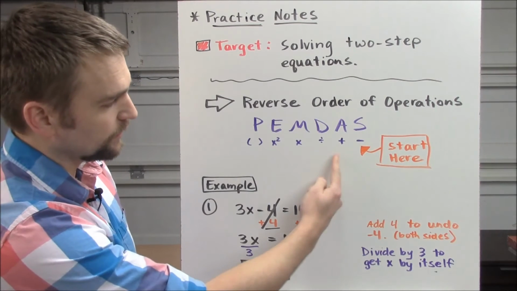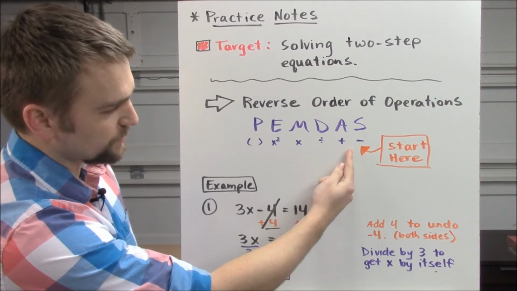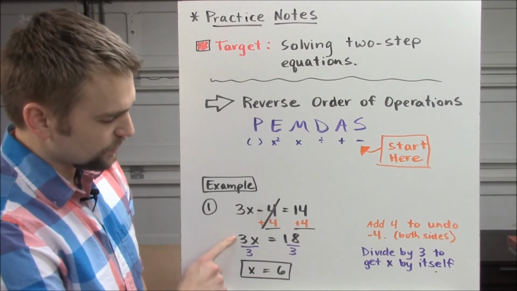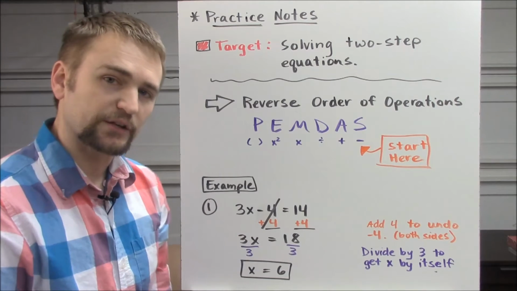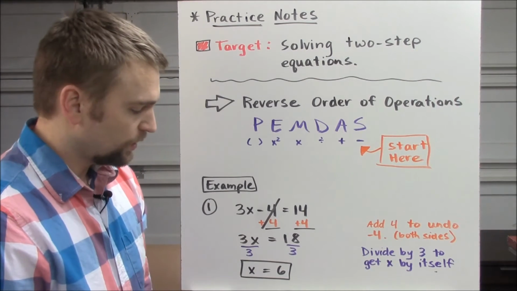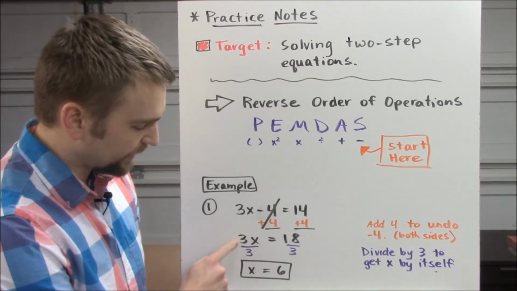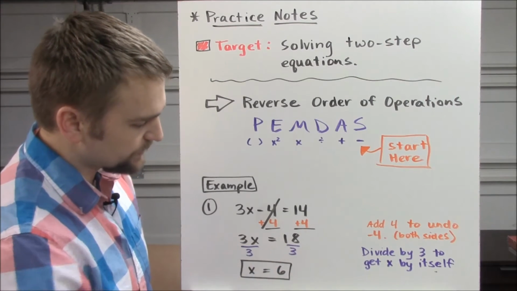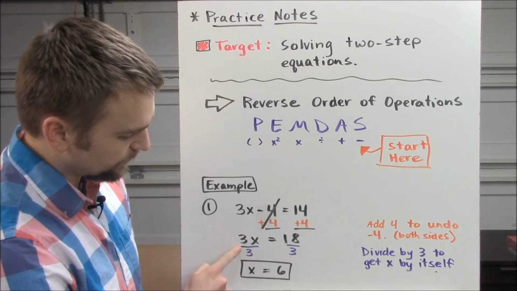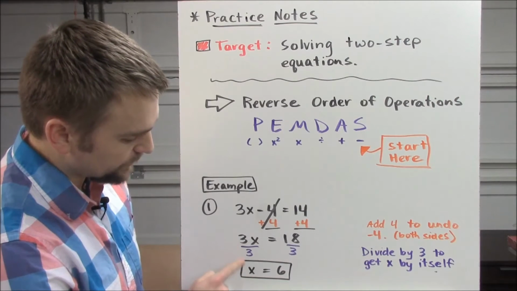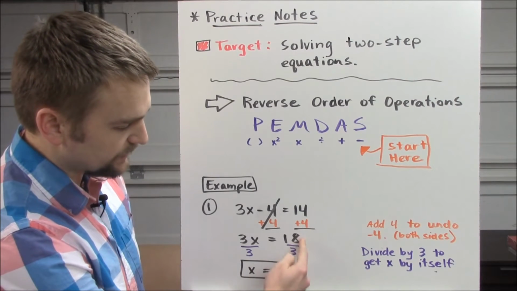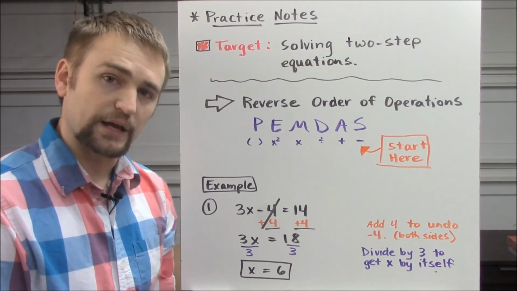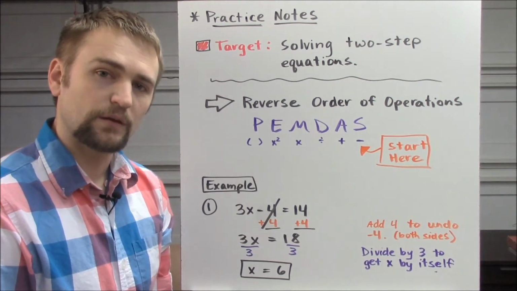After I've done addition or subtraction, now I have multiplication and division. I proceed with 3 times x. How do I undo that? Well, undoing multiplying by 3, I'm going to divide by 3. So I divide by 3 on both sides, and 3 divided by 3 is 1, so I'm left with x. 18 divided by 3 is 6. So my answer is x equals 6.